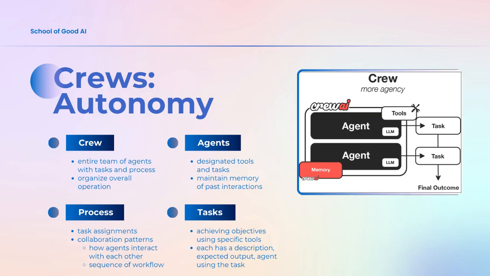We will take a deeper dive into agents on the next slide. Processes are the methods in which agents complete their goal, from how tasks are assigned to the sequence of the workflow. Tasks are predefined actions that are achieved with designated tools and agents, keeping each agent's role and responsibilities organized.